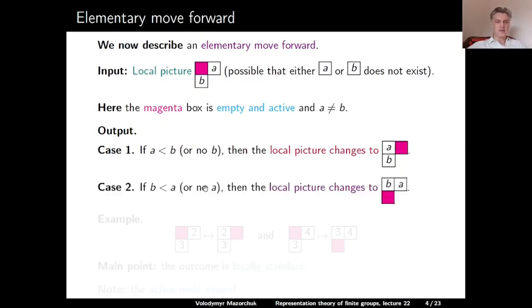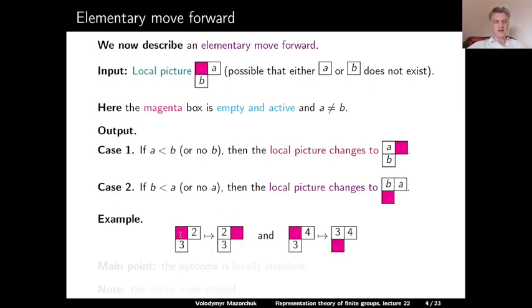Case 2, this is when B is smaller than A or A is an empty box. Then the local picture changes to this picture. In other words, we swap the active box and the box B. So here are some examples.